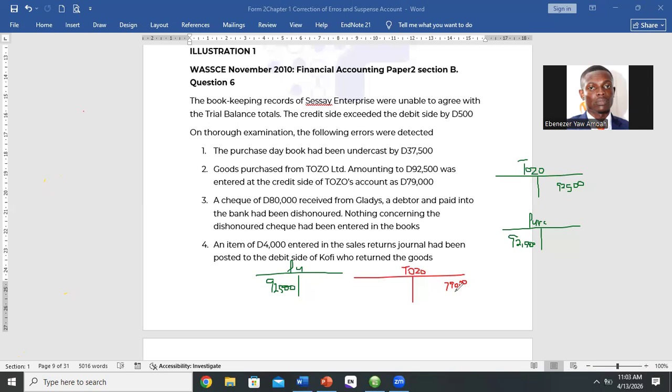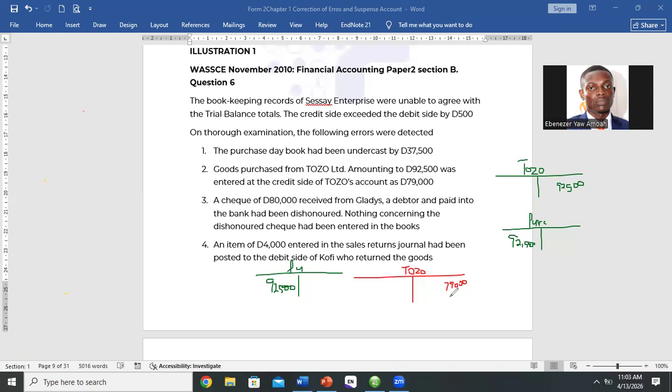And what is the undercast? Let's find the difference. 92,500 minus 79,000 is 13,500. So it means that we have understated Tozo's credits by 13,500. So if you go to the casting error, undercast, right? What have you undercast? The credits of Tozo.